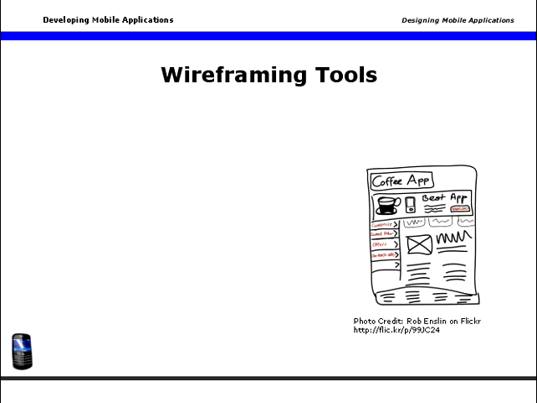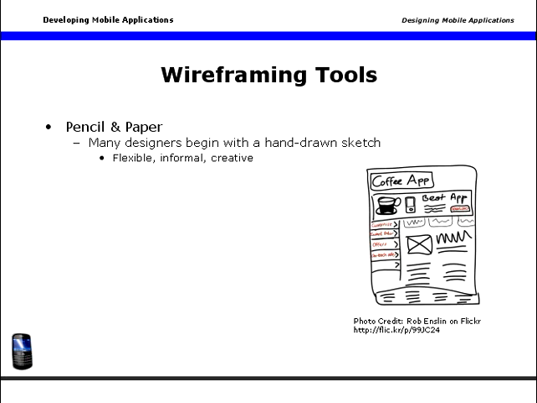Wireframing may be done with a variety of tools, starting with plain old pencil and paper. Many designers begin with a hand-drawn sketch because it's flexible, informal, and creative. It provides a feel to the design. You may also want to use a mock-up tool, a program or template designed specifically for creating a wireframe style mock-up. Take a look at MockApp, a set of free templates for either PowerPoint or Mac.